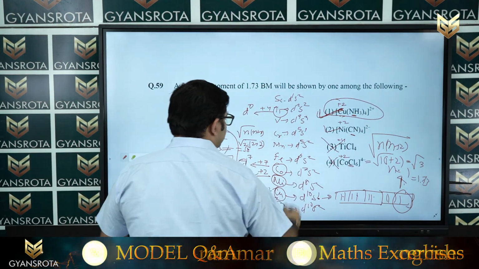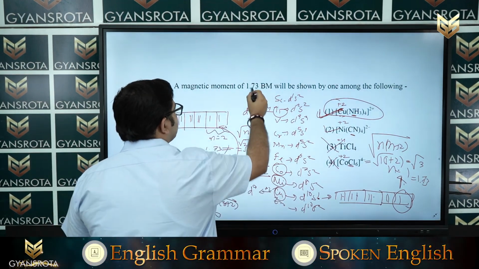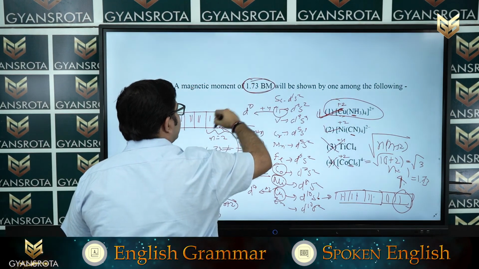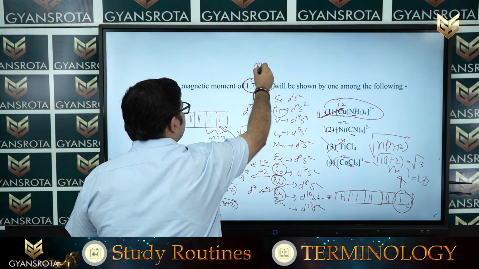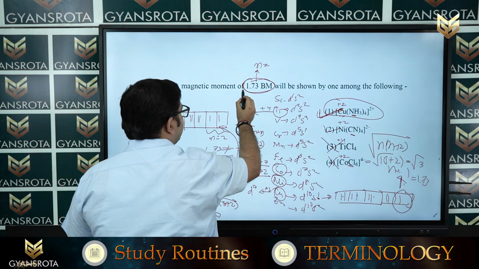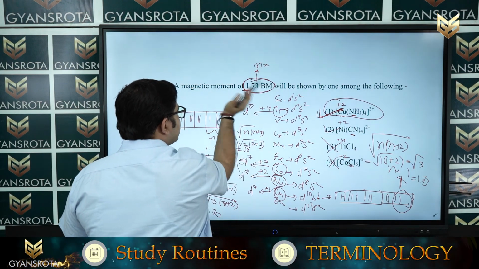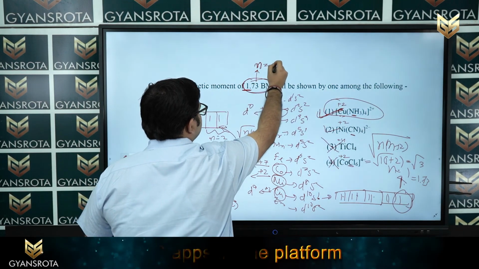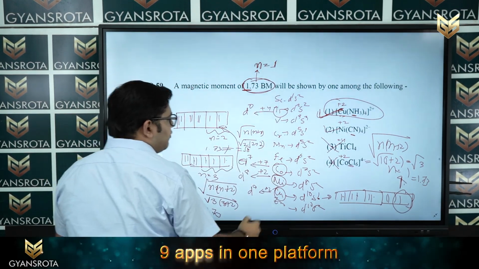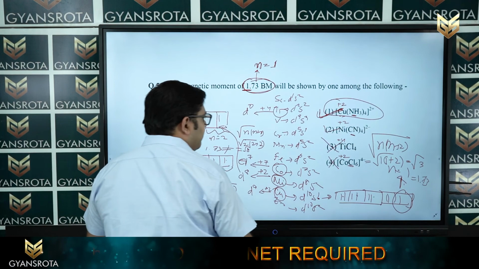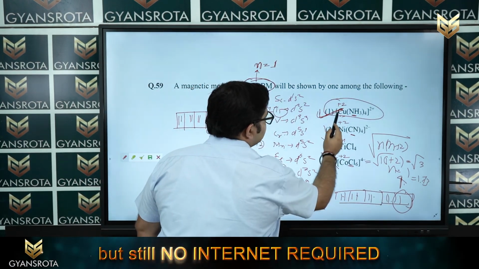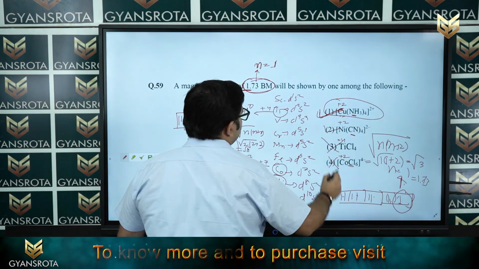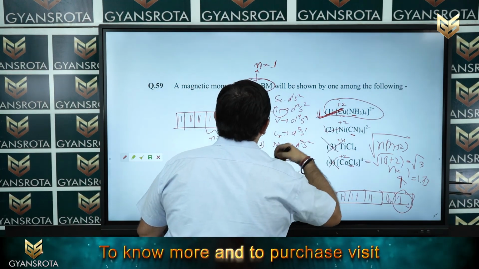Now, in the examination you do not need to do all this stuff. If the value is given as 1.73, it means you have to find the number which comes before the point. So, the number of unpaired electrons is 1. So, now just check where the number of unpaired electrons is 1. Only in this first option the number of unpaired electrons is 1. So, option number 1 is the correct answer.